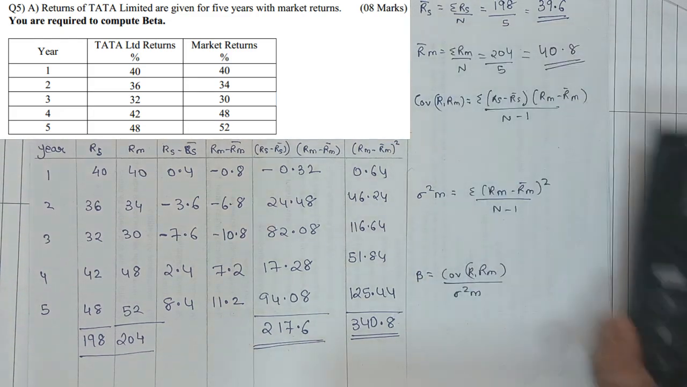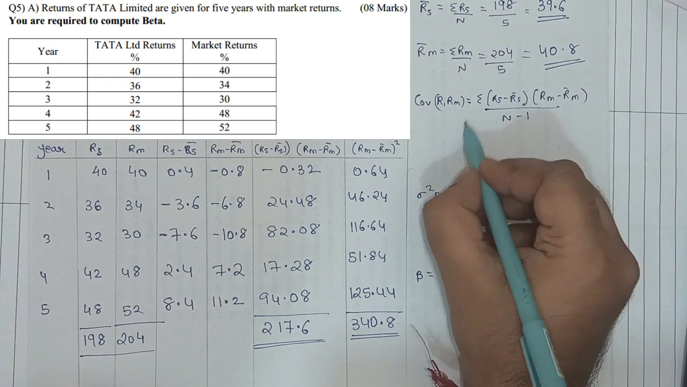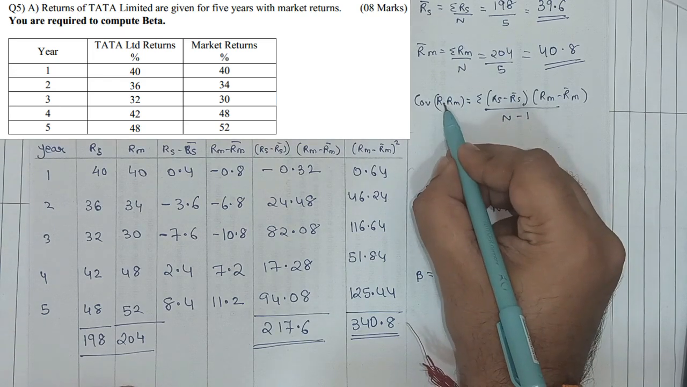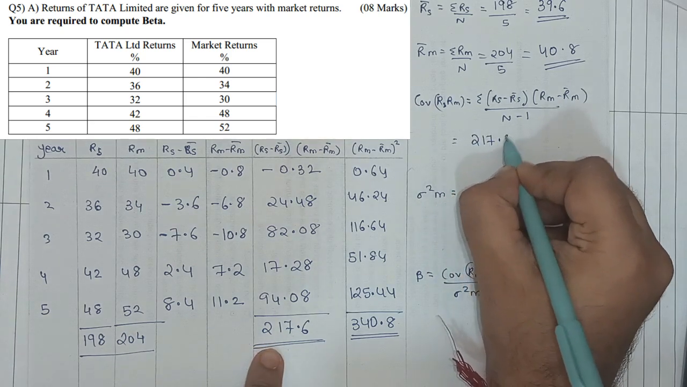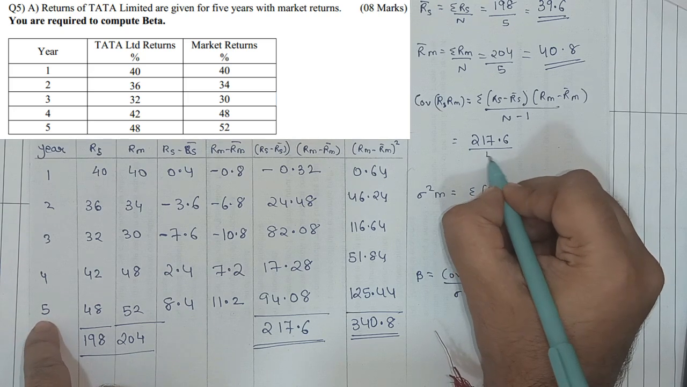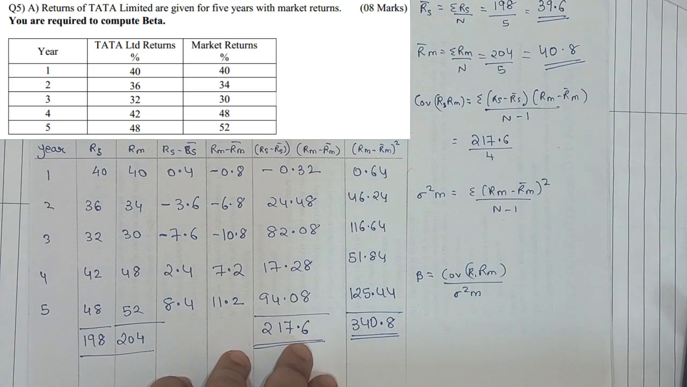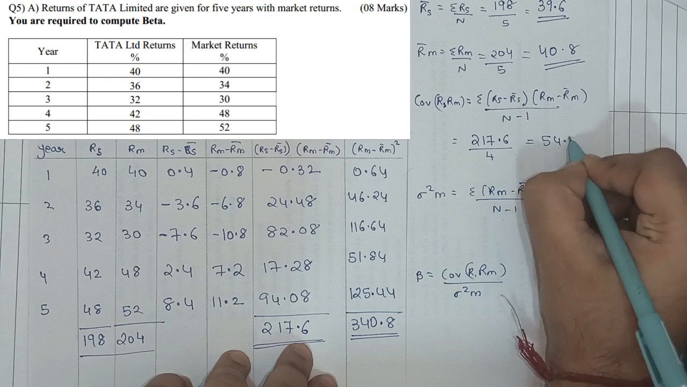Once we have got this, now we'll just apply it into our formulas. We need to first find the covariance of R1, RS, RM. So that is 217.6 divided by n minus 1. n was 5, so 5 minus 1 is 4. 217.6 divided by 4, I get the value as 54.4.